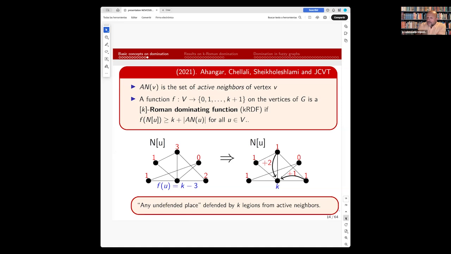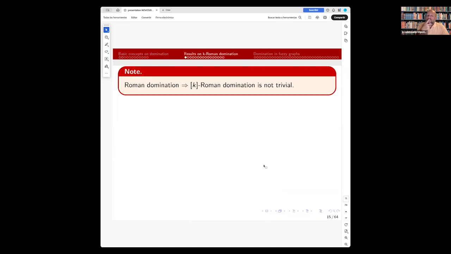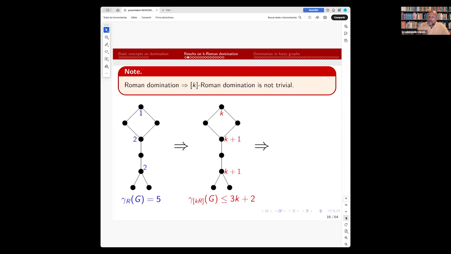Well, one can think that this problem is a trivial translation of Roman domination, because, of course, if you consider a Roman dominating function in a graph, and you change label 1 to label k and the labels 2 to label k plus 1, of course, you obtain a function that satisfies the definition of a k-Roman domination function.